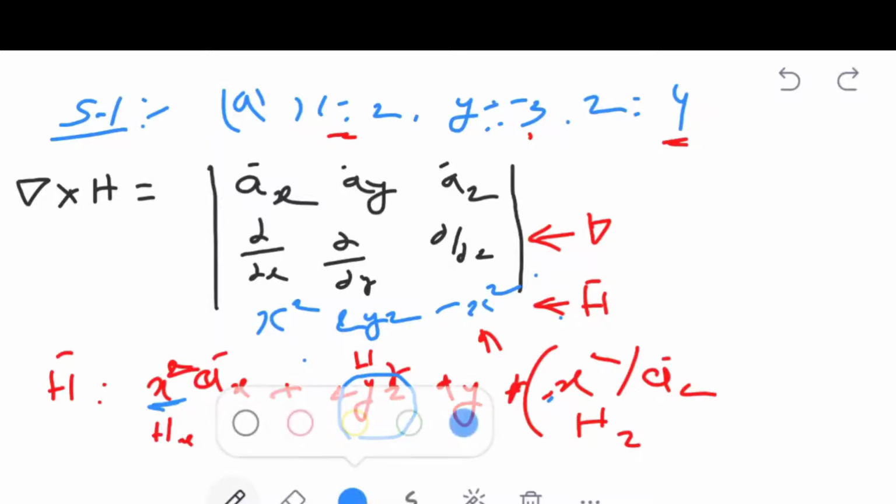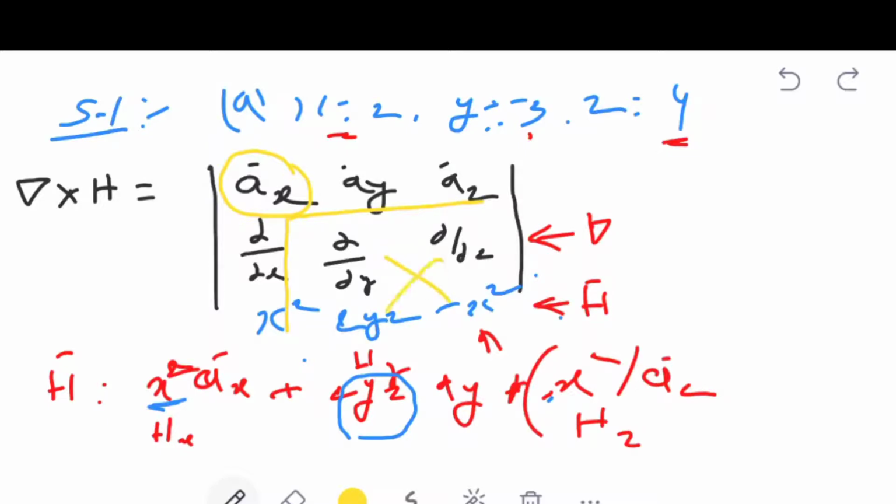How to find? First we have to consider this one, and the remaining column and row will be struck out, and do the cross product of this and this. Ax into dou by dou y of minus x square minus ad minus bc. Assume that it is abcd, ad minus bc we have to do. That is for the determinant. The same thing we have to do.